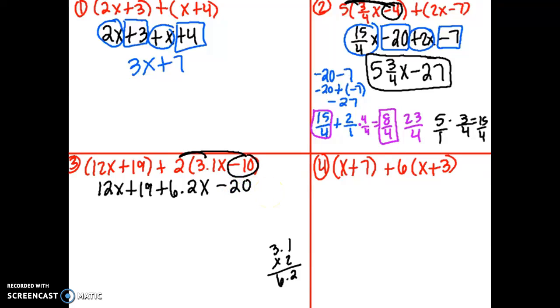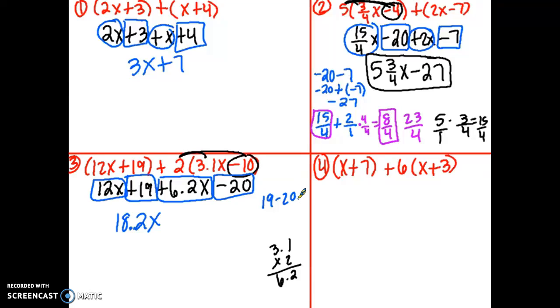Now that I've eliminated the distributive property, I've gotten rid of all my parentheses, I'm going to combine like terms. 2x plus 6 2/10 x is 8 2/10 x. 19 minus 20.